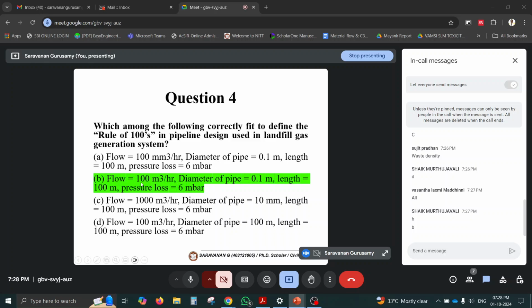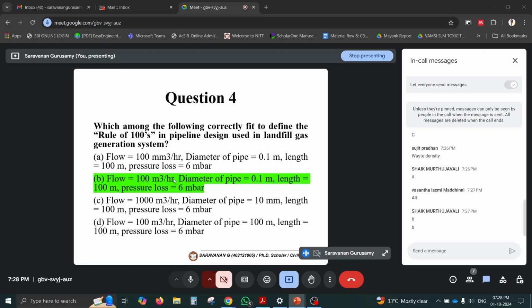So everything will be 100 meter cube per hour. All the fluid flow in a pipe will have a friction loss. Due to the friction loss, pressure will get reduced. How much pressure will be reduced is based on the diameter of the pipe. If the diameter of the pipe is bigger, then pressure loss will be reduced. If the flow is very high, then pressure loss will be higher.